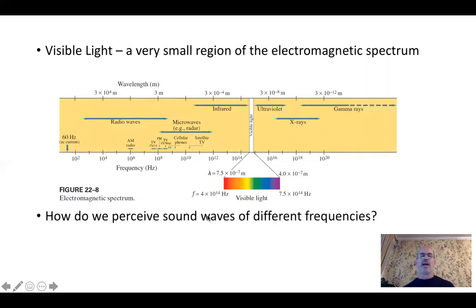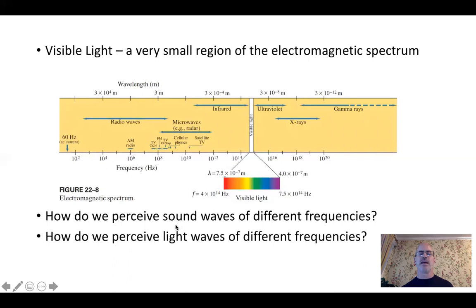How do we perceive sound waves of different frequencies? You can pause if you want, think about that. If I speak really low, that's a different frequency than if I speak really high. So the frequency of sound waves is perceived as pitch, whereas light waves, at least in the visible portion, we perceive as different colors.